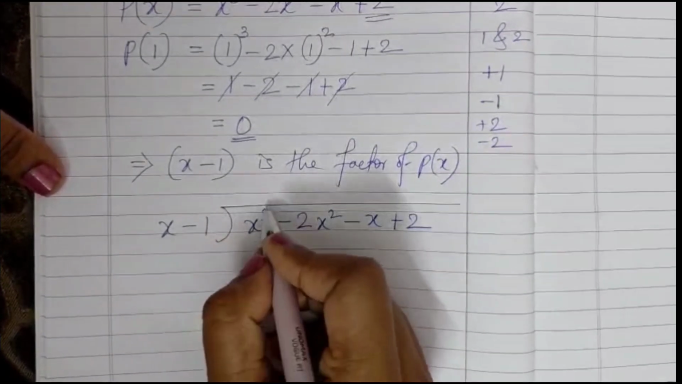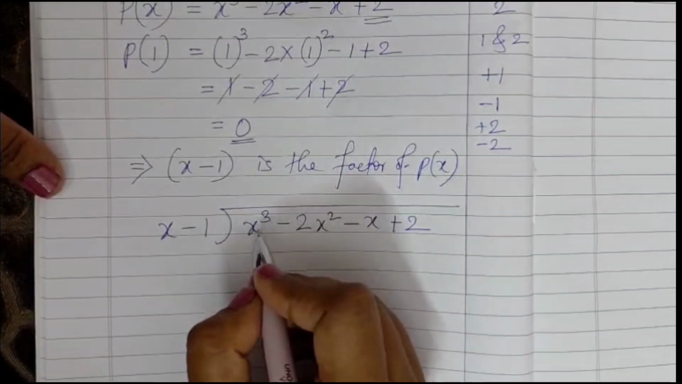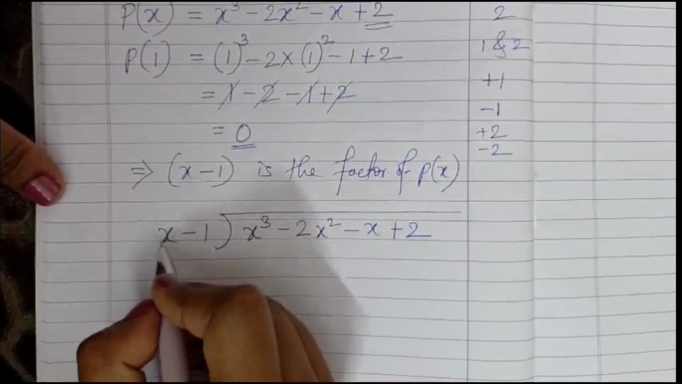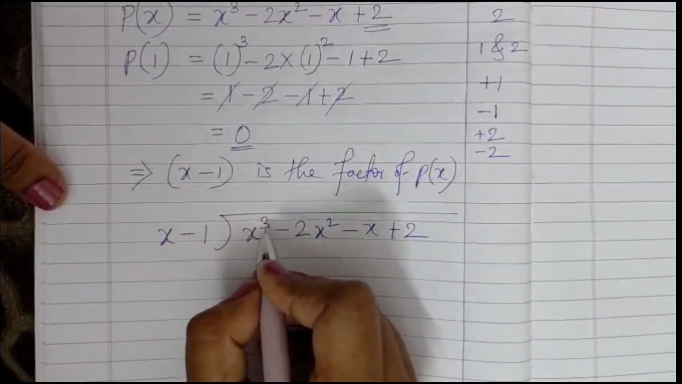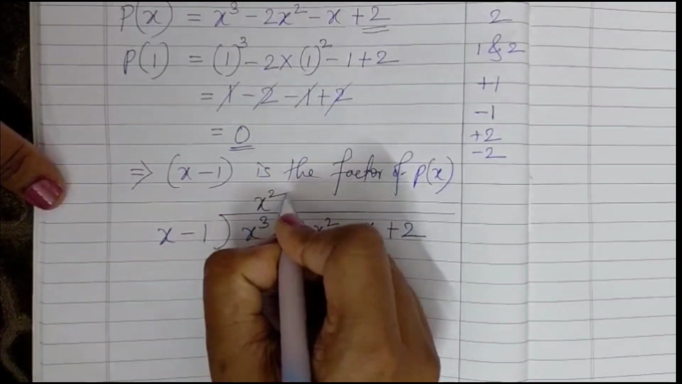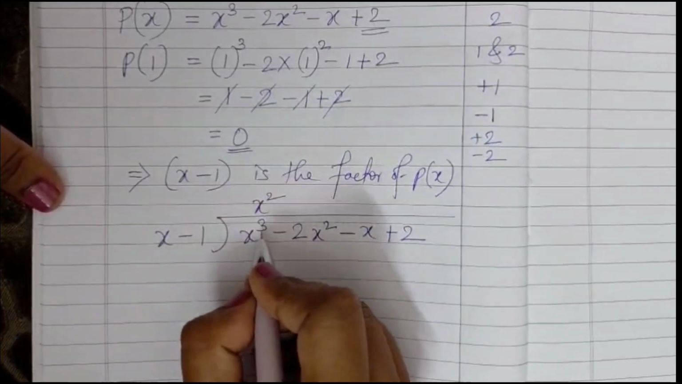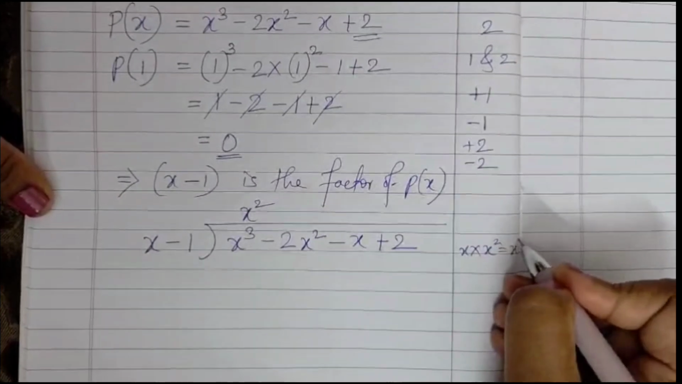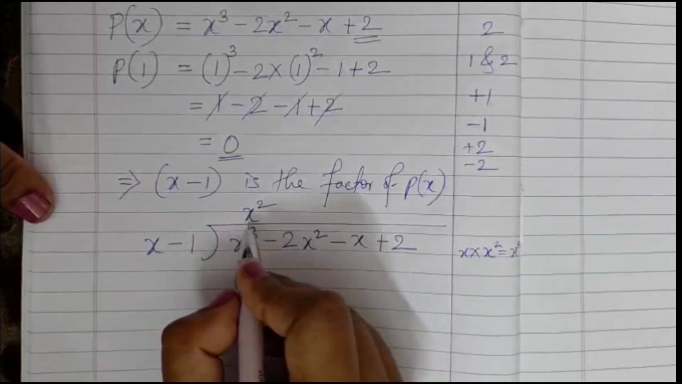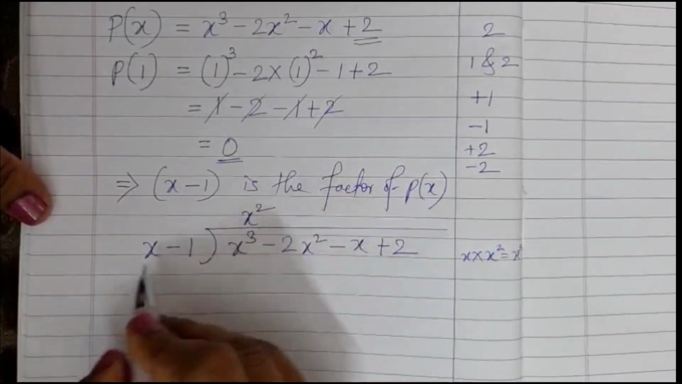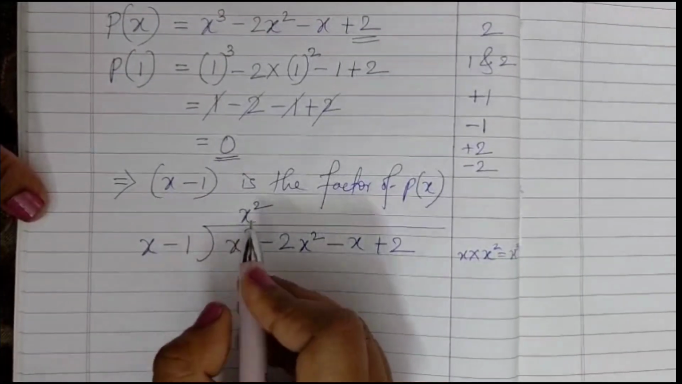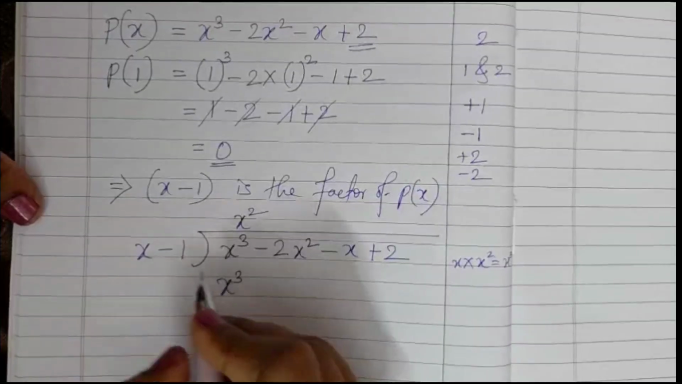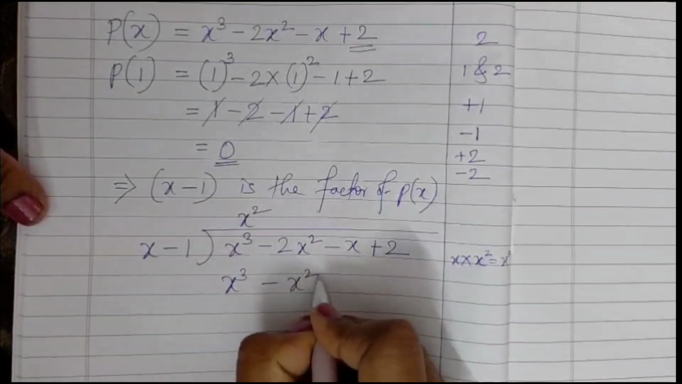Any number raised to 0 is 1. So now our target is to cancel out this x cube. Think about the number by which you will multiply x to get x cube. That is definitely x square. x into x square is x cube. I'll write x square here, and now this x square will multiply x and minus 1 both. So x square into x is x cube, and x square into 1 is x square.